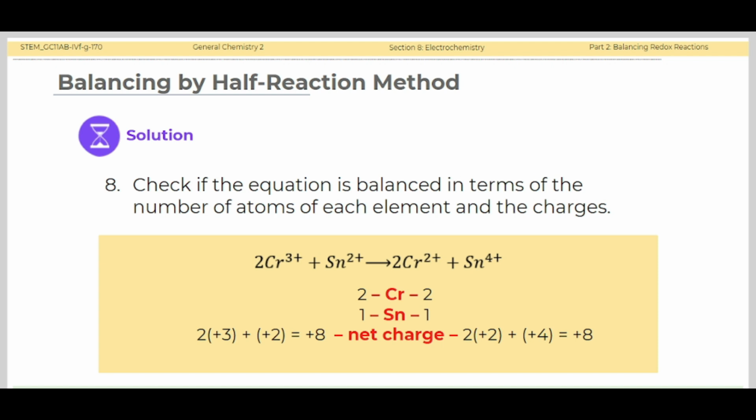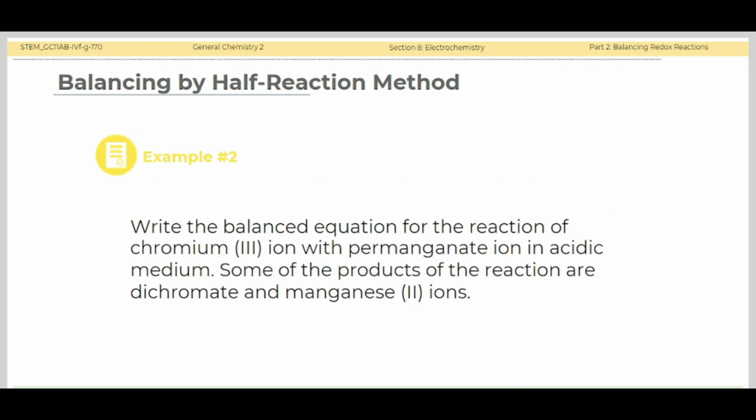8. Check if the equation is balanced in terms of the number of atoms of each element and the charges. Each side of the equation has 2 chromium and 1 tin atoms. Moreover, both sides of the equation have a net charge of plus 8. Therefore, the equation is balanced.